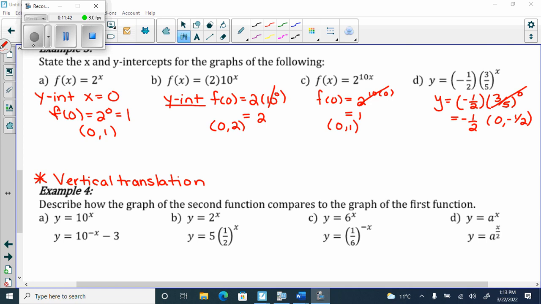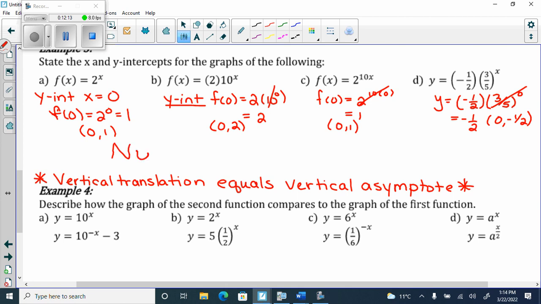Vertical translation equals the horizontal asymptote. So in this case, all my asymptotes are y equals 0, y equals 0, y equals 0, y equals 0. Y equals 0 is the x-axis, which means there's a dashed line where the graph doesn't exist, on the x-axis. So these have no x-intercept. All of them.